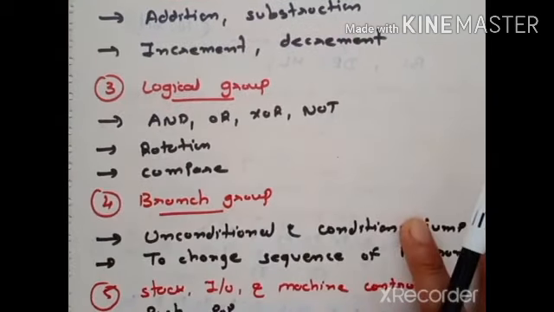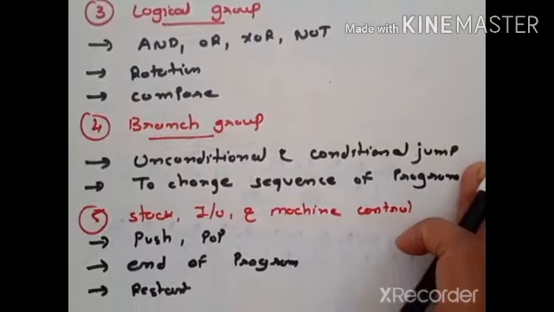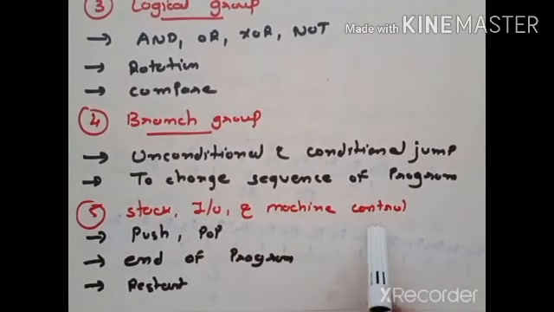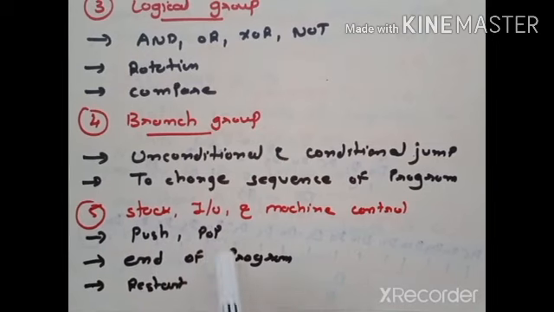Then the fourth group is the branch group. In the branch group, there are unconditional and conditional jumps. Suppose we change the sequence of the program, then this type of instruction is in the branch group. Then the fifth group is stack, input output and machine control. In this group, push instruction, pop instruction, then ending of program, restart program, this type of instruction is in the stack, input output and machine control group.